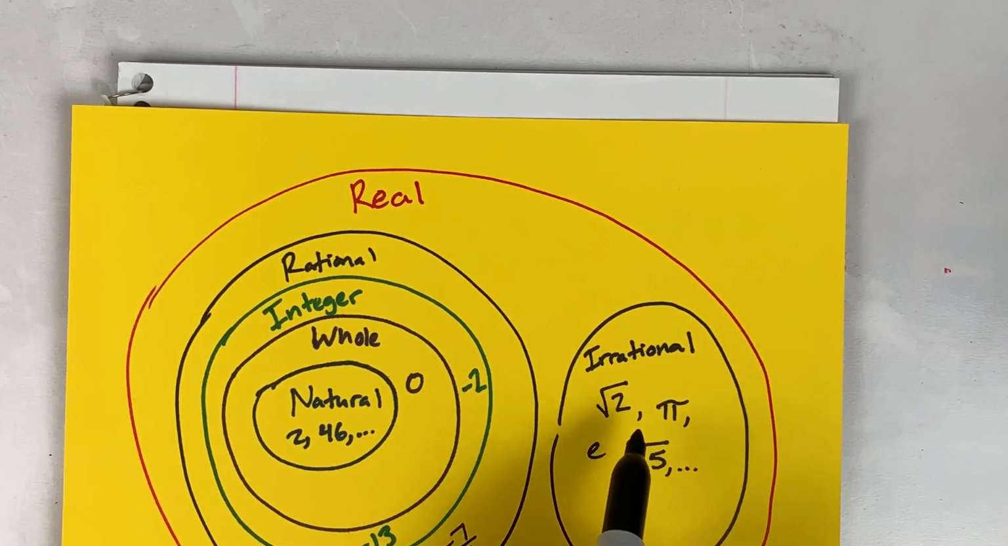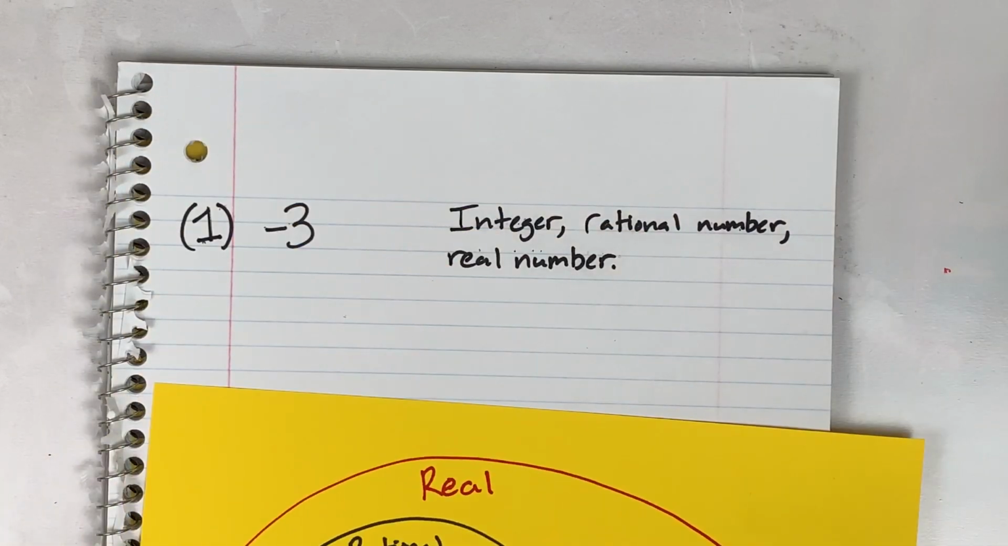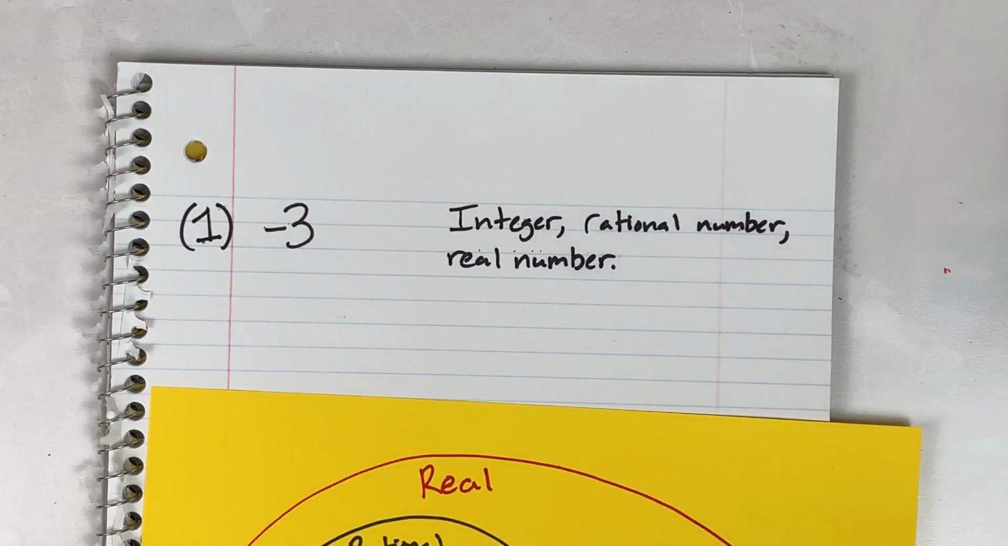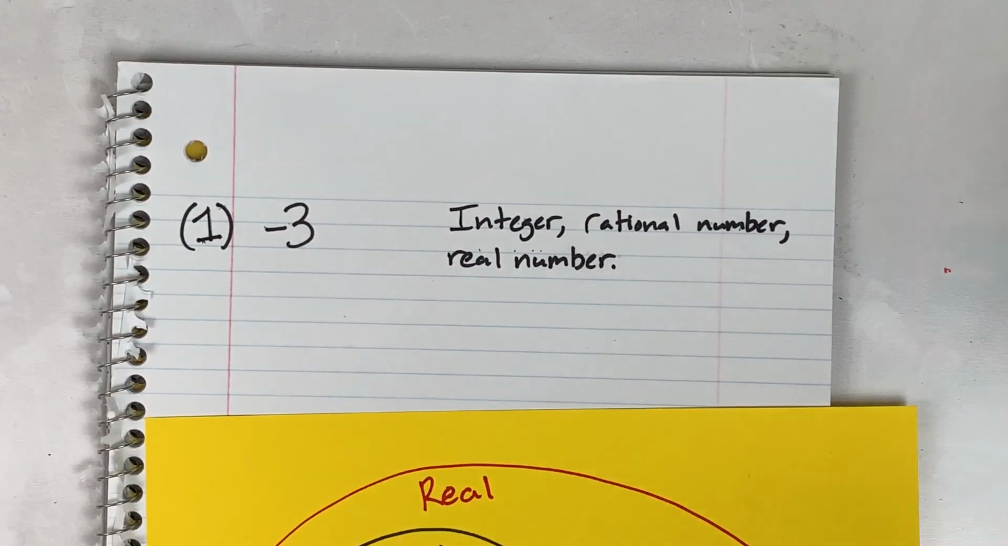Lastly, we have the irrational numbers. The irrational numbers are the numbers that cannot be written as a fraction. But because we said negative 3 is a rational number, that means negative 3 can be written as a fraction. So negative 3 is not irrational, meaning these are all the possible number types we can classify negative 3 as.